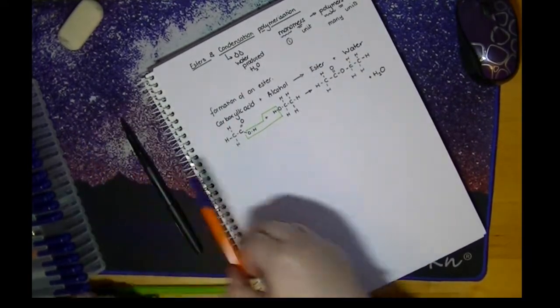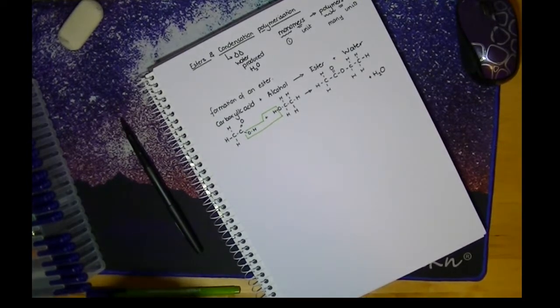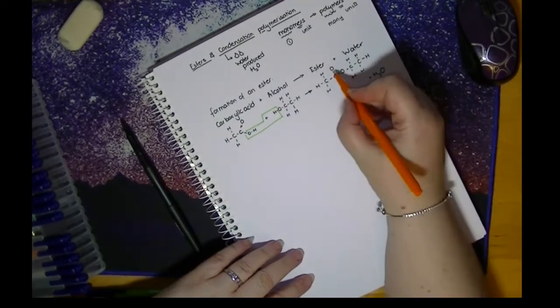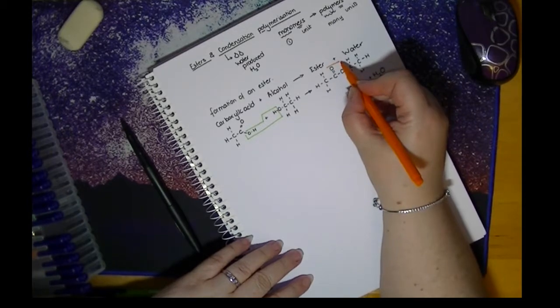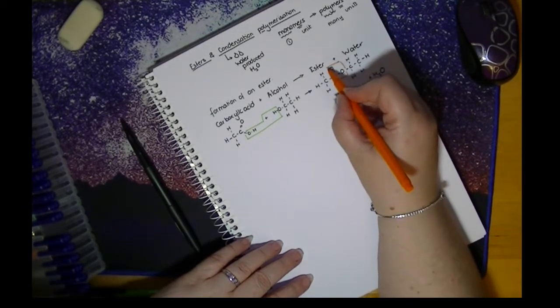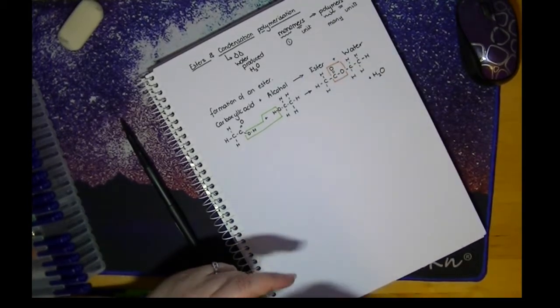Well, we've got our ester, we've got our water produced, and we've got to look for our ester functional group. Our ester functional group is this section in here. So that is what makes this an ester.